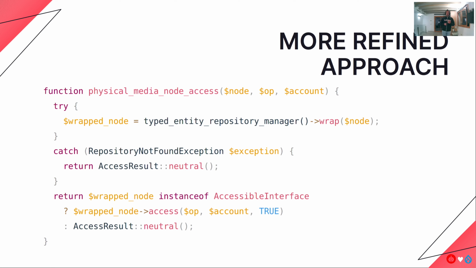And in here, I'm already using that helper function that I told you, typed entity repository manager, which will return the same service. So we wrap it. We wrap the node. And we're not checking if it's a book or not. We're just wrapping it. And if there isn't a plugin for whatever that node is, if it's a book or if it's a whatever, if there is not a repository, we return access neutral. But if it is, we check, does this object, this wrapped entity, support checking for access? If so, check for its access. If not, return access neutral.